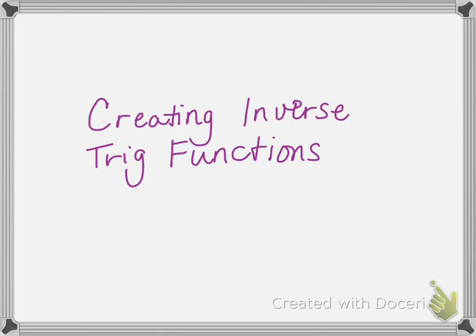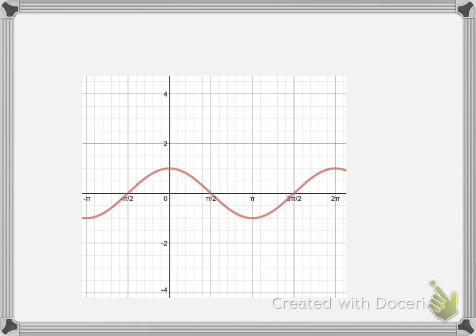All right, so today we're going to look at a few different ways of creating trig inverse functions. And we are going to use as our example the function of cosine inverse of x. So to create our inverse trig function, the first thing we need to take a look at is, of course, our original cosine graph, which is here.